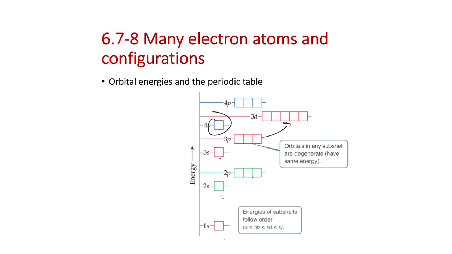So filling through 3p is argon. So let's look at the configuration of argon for a minute. Argon would be 1s2, 2s2, 2p6, and then it fills into the 3s2, and then 3p6. So it fills that 3p subshell.